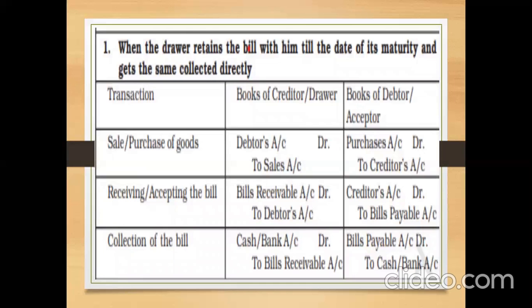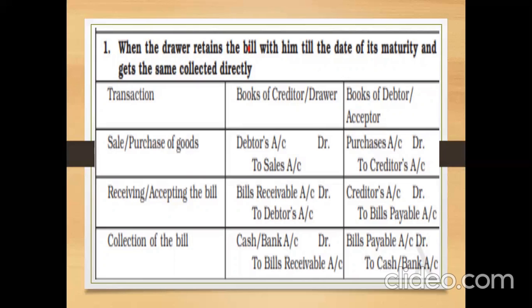Very important and very basic. The transaction when the drawer retains the bill with him till the date of its maturity and gets the same collected directly. That means on the date of maturity, the drawer will collect it. That means the drawer will get the money from the drawee. Transactions: sale or purchase of goods, receiving, accepting of the bill, collection of the bill.